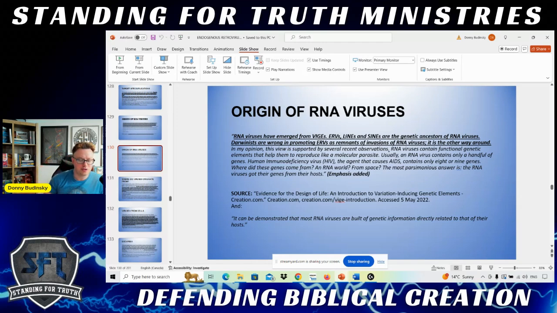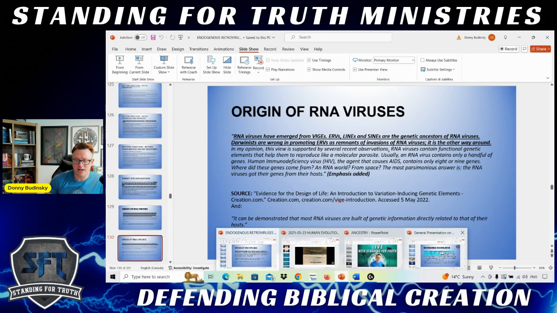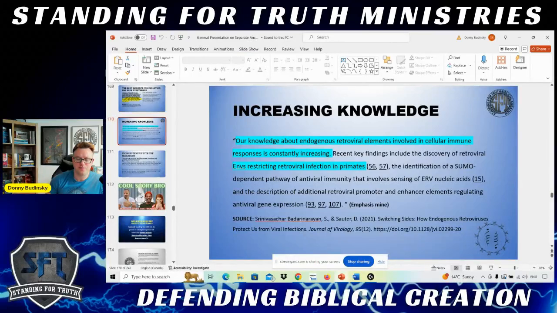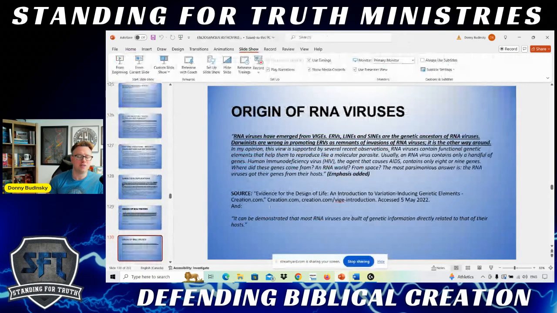Okay. But they have so many every year. I mean, there's a paper here that I was going over, and I've gone over many times. Notice this: increasing knowledge. 2021. Our knowledge about endogenous retroviral elements involved in cell immune responses is constantly increasing. And so we're just learning. We're in the infancy of understanding the DNA language, guys. It's an amazing time to be a biblical creationist. So he says ERVs, LINEs, long interspersed nuclear elements, and SINEs, short interspersed nuclear elements, are the genetic ancestors of RNA viruses.